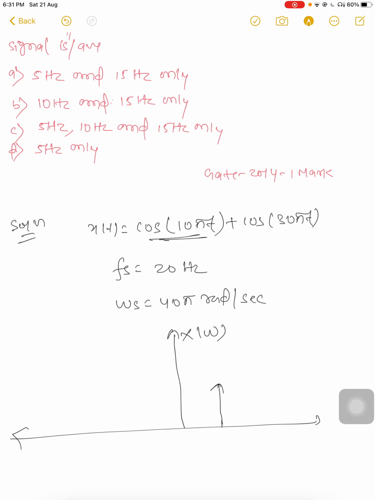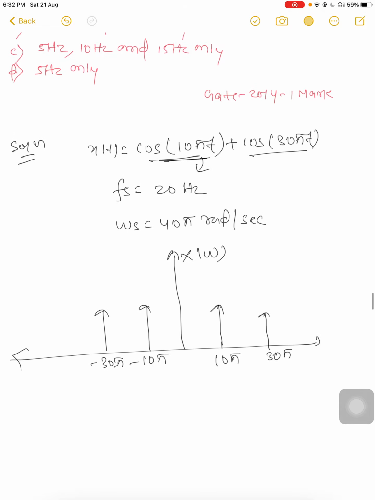So for Xp you will get 10 pi, this side omega 10 pi, 15 and this side minus 10 pi. You can draw the spectrum. For this one you convert using Euler's formula, e to power j, and you will get half something e to power j something like this way. For this one you will get 30, 35, anywhere in 35, and here this side minus 35.